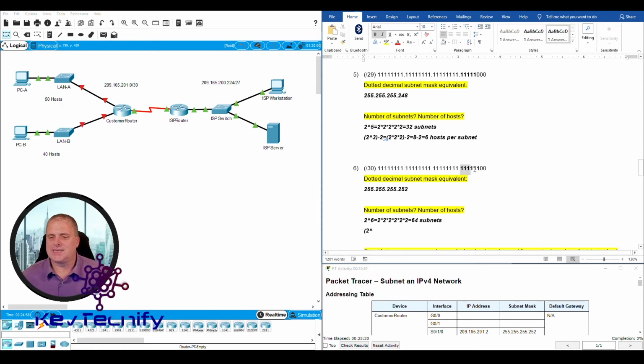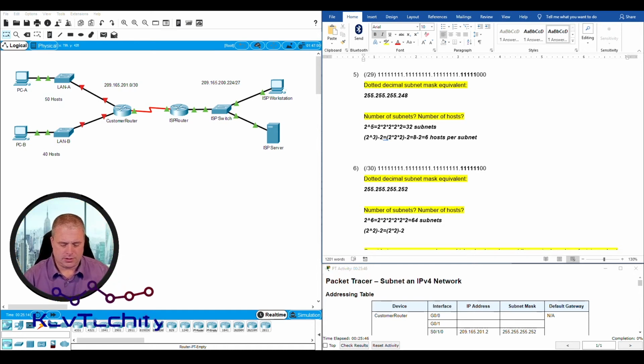Number of hosts, once again, 2 to the number of bits in the host portion. Since we borrowed 6 bits for our network portion, that leaves us with 2 bits in the host portion. So that's 2 to the second power, 2 squared. Subtract 2 because we can't use the first one, can't use the last one. That gives us 2 times 2 minus 2, which is 2 times 2 is 4. 4 minus 2. Final answer here is 2 hosts per subnet.